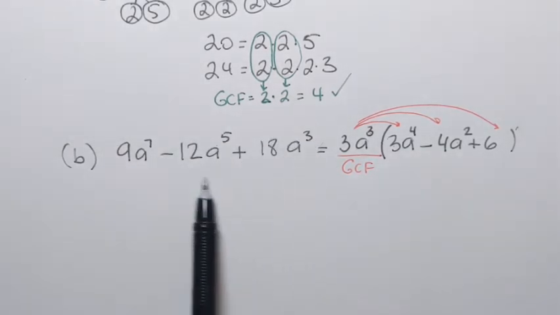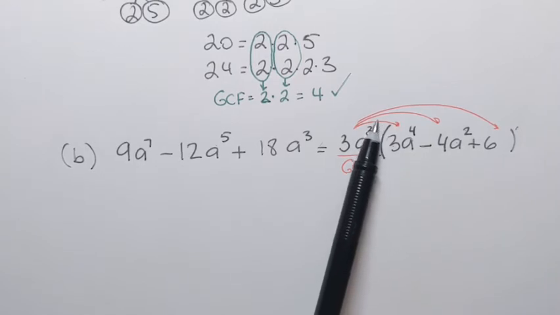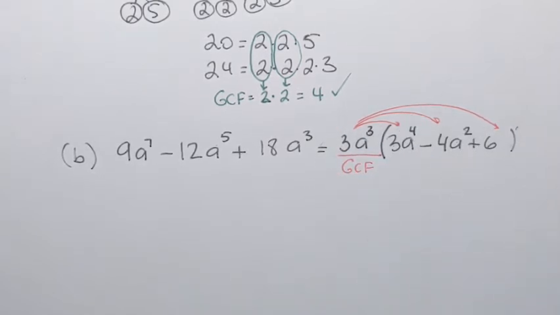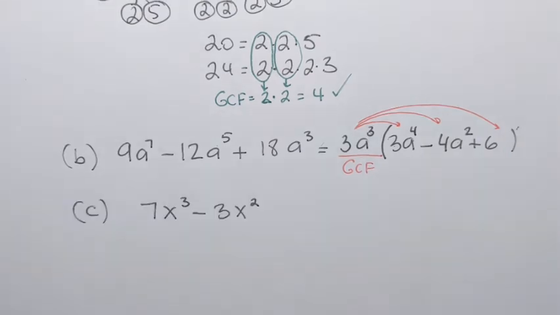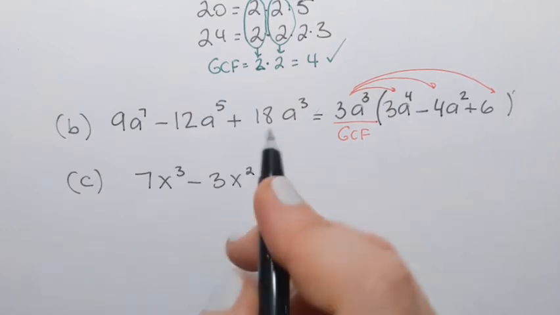That's this trinomial written in the factored form. So it's the product of 3a cubed and another trinomial. So that's what it means to factor that expression. Let's try one more example. So this time we have 7x cubed minus 3x squared.